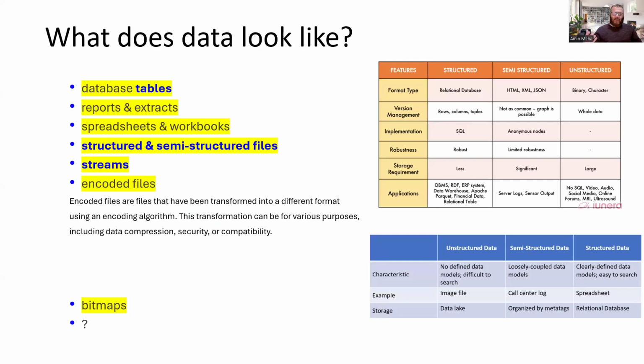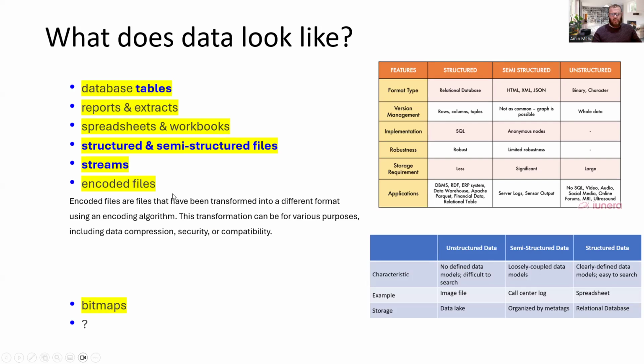What does data look like? We have many different types of data. We have databases in tables, we have reports and extracts, we have spreadsheets and workbooks from Excel, for instance, and this can be from Excel or from a database for the tables. We have structured and semi-structured files. Okay, we have streams of data.